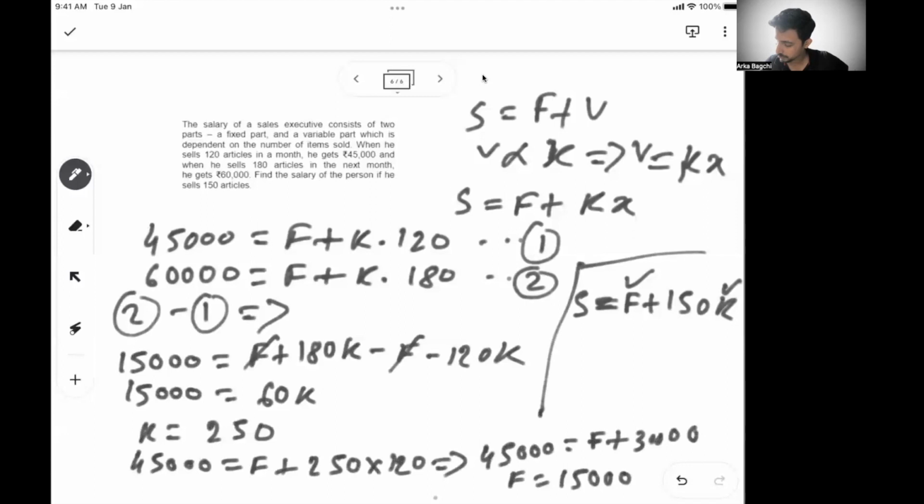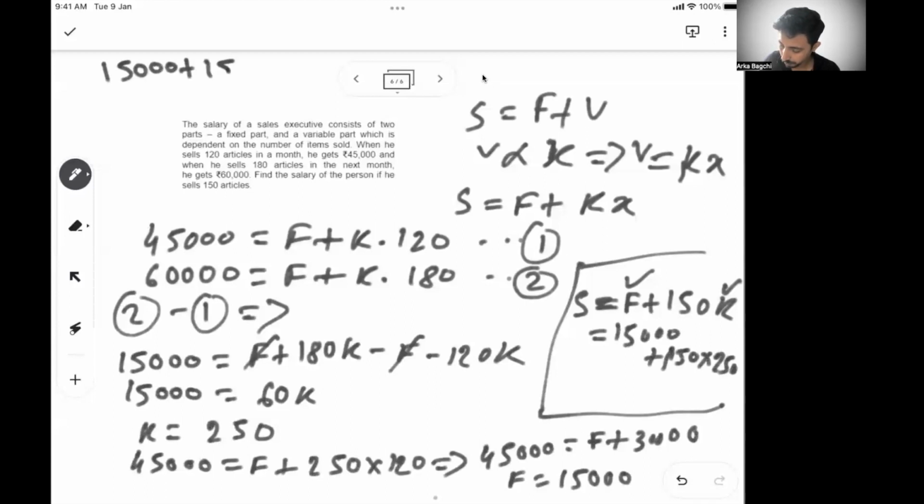Now coming back to this particular piece, what will be the salary? I know f is 15,000 plus 150 into 250. So 150 into 250 plus 15,000. Let me just do the calculation here so that you can understand. 15,000 plus 150 into 250. If you do 150 into 0 is 0. 150 into 5 is 750. 300 plus 75, 375.